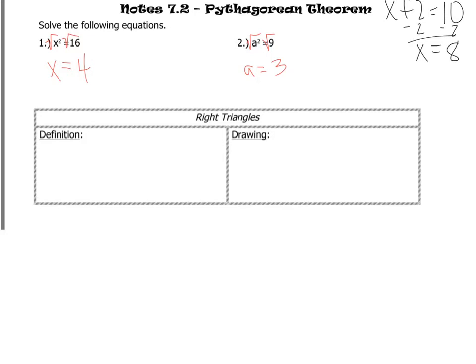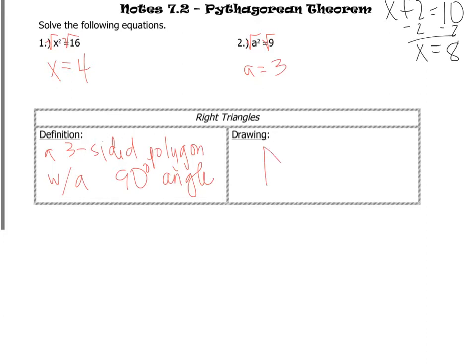The definition of a right triangle is a three-sided polygon, which basically just means shape, with a 90-degree angle. An example of one would be a triangle, so a three-sided polygon with a right angle. Remember that little square means a right angle.